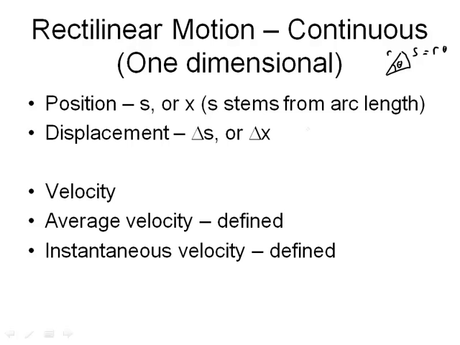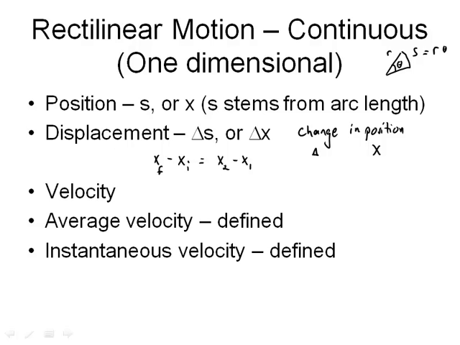Displacement is a change in position. And so we use the Greek letter delta to indicate change. So a change in position would then be delta x. That's going to be defined as a final position minus an initial position. Sometimes we could write this as x2 minus x1. And that would be movement along a number line.